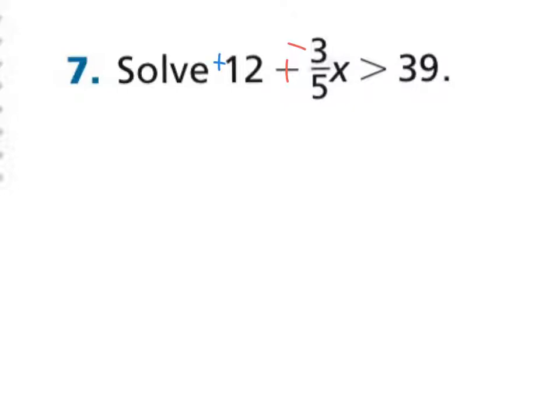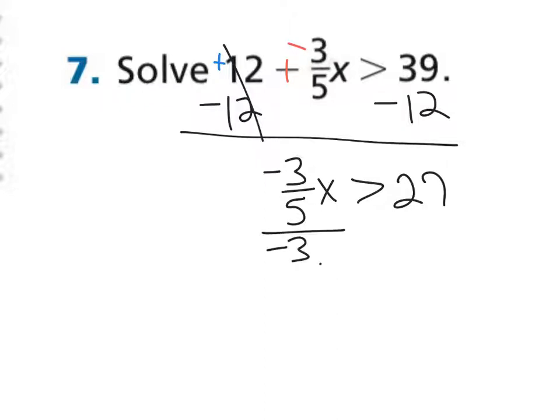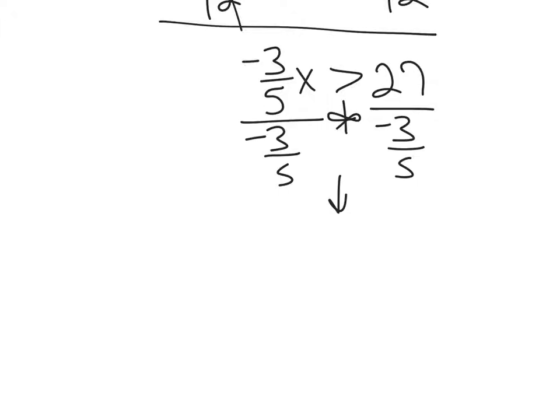Once again, the 12, we know it's positive. If you want to put a plus sign in front of it, you can, to think about that that's what you're going to be getting rid of. So since they're adding 12, essentially we need to subtract 12 on both sides. And again, we need to see that as negative 3/5 x is greater than 27. At that point, they are multiplying, so we can divide by negative 3/5. Dividing by a negative is going to switch your sign around. It's going to go to less than.